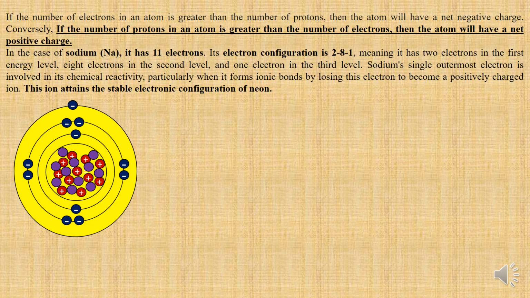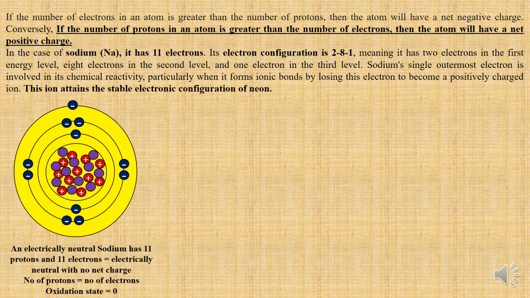In the case of sodium, it has 11 electrons. Its electronic configuration is 2, 8, 1. It has 2 electrons in the first energy level, 8 electrons in the second level, and 1 electron in the third level, which will be the valence shell. Now, sodium's single outermost electron is involved in its chemical reactivity, particularly when it forms ionic bonds by losing this electron to become a positively charged ion. This ion, as we already discussed, attains the stable electronic configuration of neon.